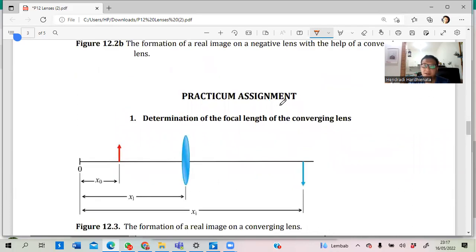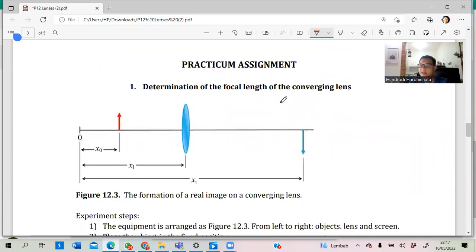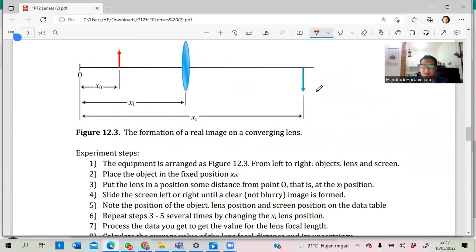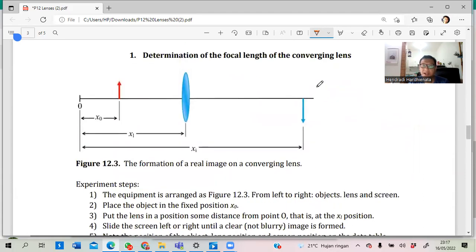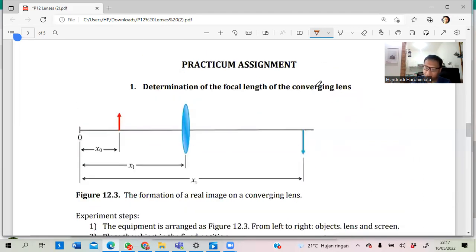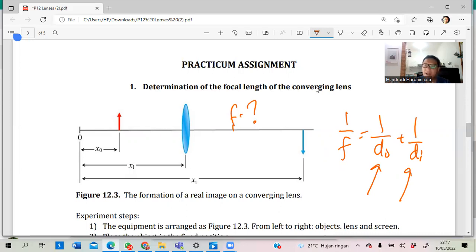For the practicum assignment, your assistant will be guiding you. First, you have to determine the focal length of the converging lens, and to do that you can use this formula here. You have the information about DO and DI, but you don't have the focal length. So when you know DO and DI, you can determine the focal length.